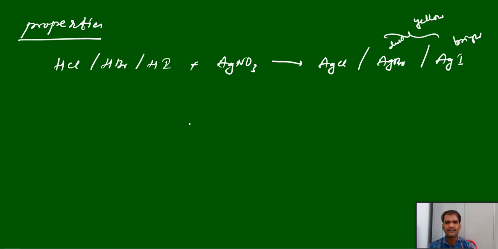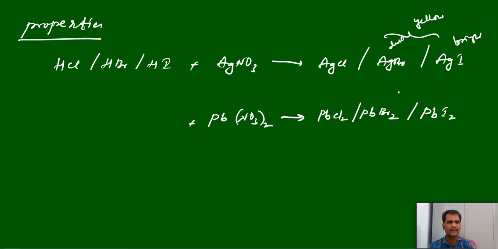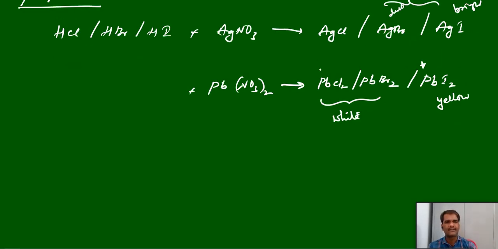And similarly, if we treat these compounds with lead nitrate, Pb(NO3)2, again with HCl, HBr, HI, we will get the salts. They form lead chloride, lead bromide and lead iodide. Same type of mechanism here, but lead chloride and lead bromide are both white precipitates, and lead iodide is a yellow precipitate. Colors are important, you should remember: lead iodide yellow precipitate, lead chloride white precipitate.